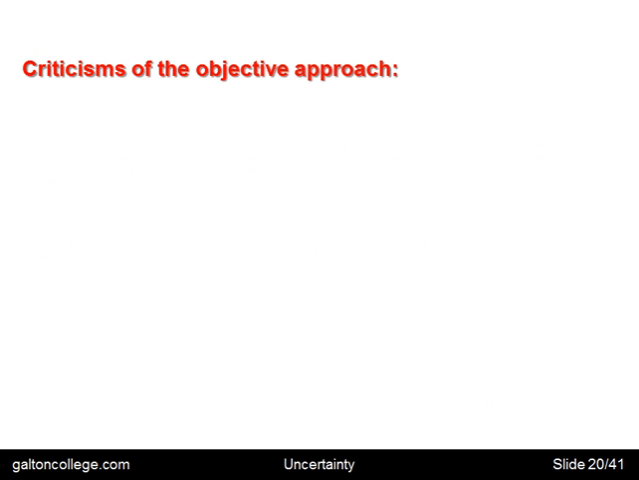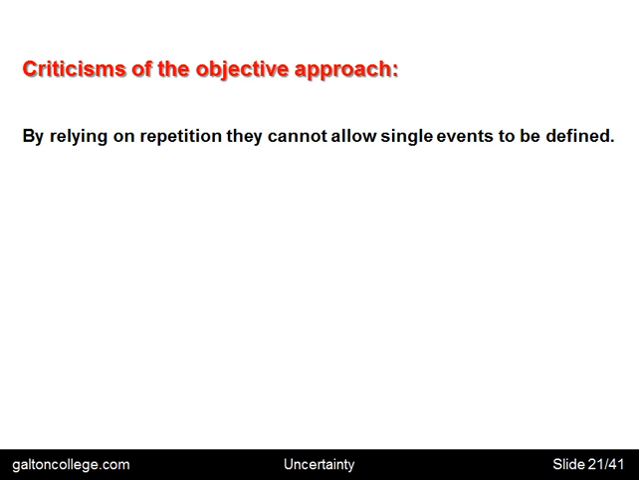So let's look at the criticisms of the objective approach. By relying on repetition, they cannot allow single events to be defined. So because it's based on repetition, if we only have one go, we either buy the machine or we don't. We only have one go. So we can't use objective probability. We only have one event.